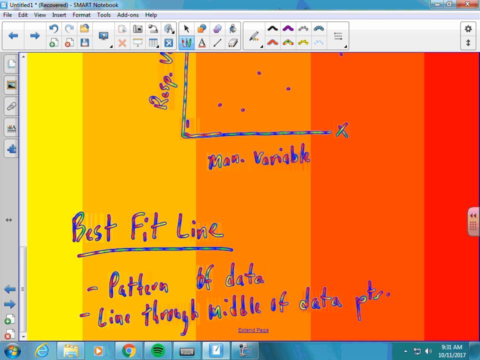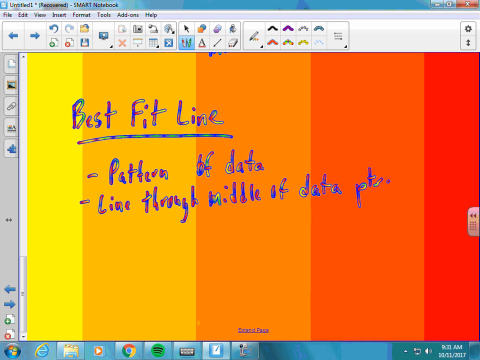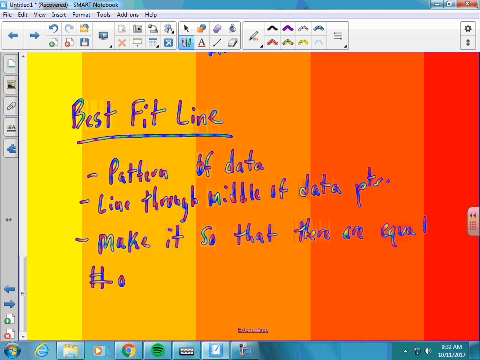When I make this line, if I take away the outliers and just look at my good data, I should make the best fit line so that there are an equal number of points on each side.